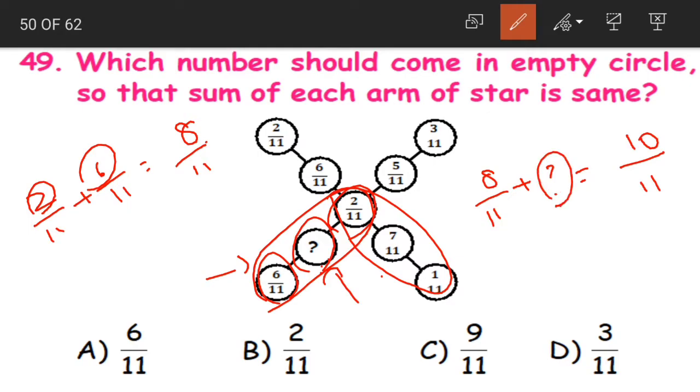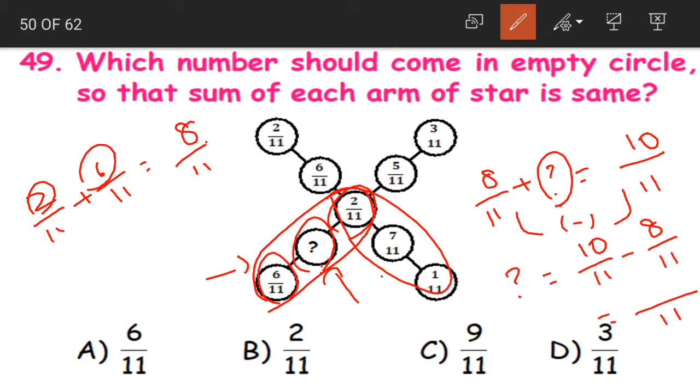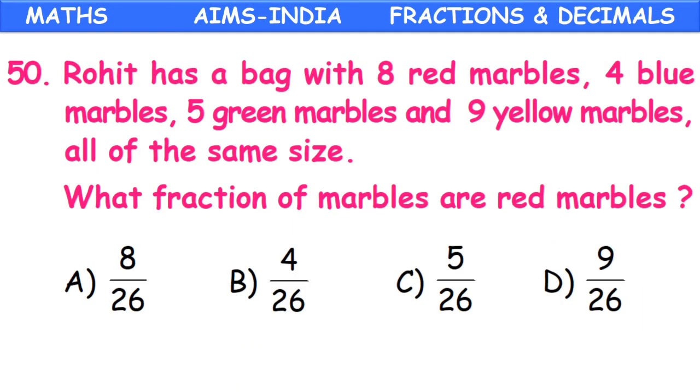Now to find out this addend, what do we do? We'll subtract the addend from the sum. 10 by 11 minus 8 by 11. How do we subtract? Again keep the common denominator and subtract the numerators. 10 minus 8, 2 divided by 11. So 2 by 11 is our missing fraction here. That is option B. I hope this is clear, right?